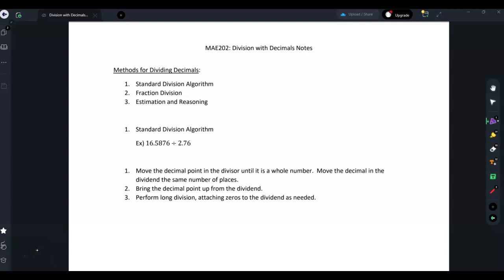We're going to look at three methods for dividing with decimals. We're going to look first at the standard division algorithm using long division. Then we're going to look at fraction division, and then finally estimation and reasoning.